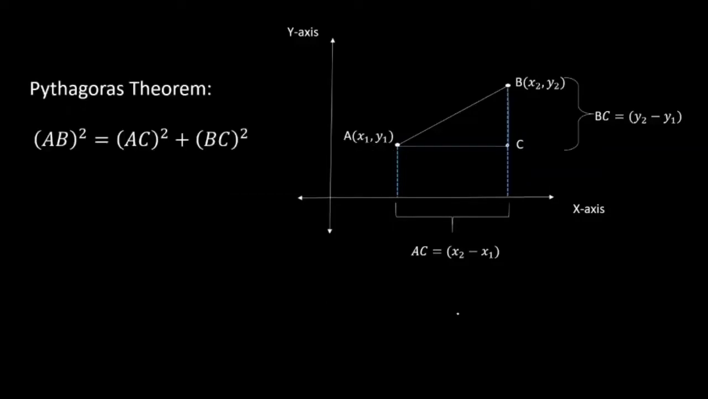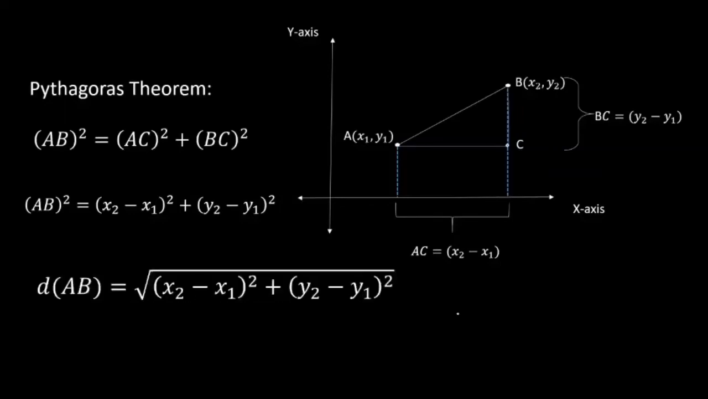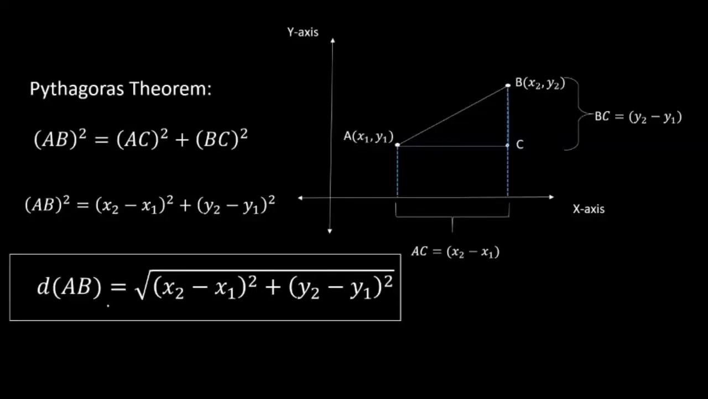If we put these values in the Pythagoras theorem, we get AB square equals (x2 minus x1) square plus (y2 minus y1) square. Taking the square root of both sides, we get the distance from A to B, that is the square root of (x2 minus x1) square plus (y2 minus y1) square. And this is nothing but the distance between any two points in the xy plane. So if we know two points in the xy plane, we can find the distance between them using this formula. And this formula is nothing but the distance formula.